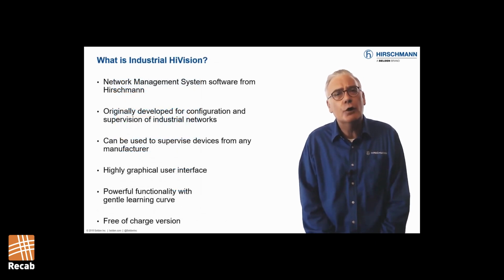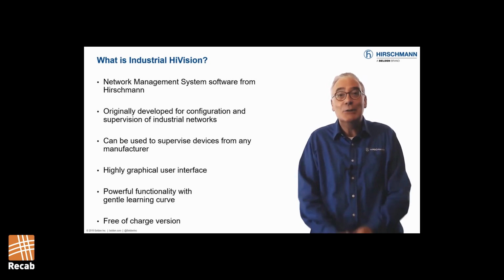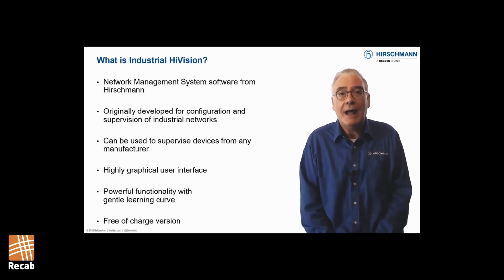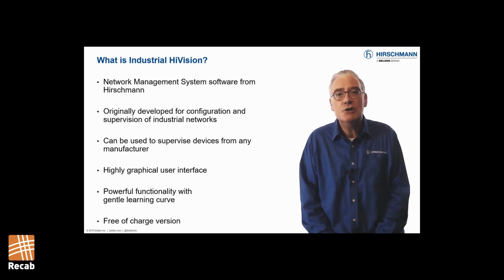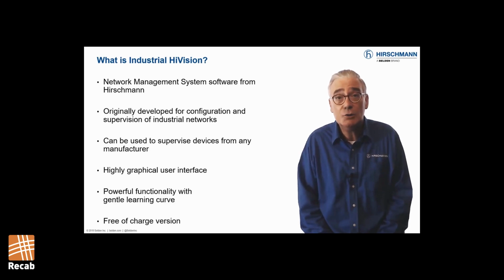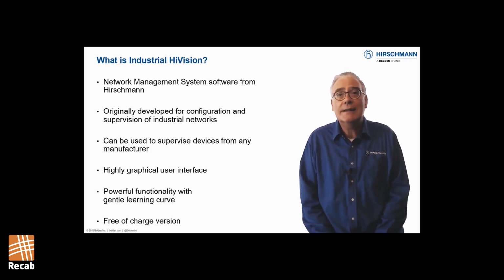If you search Google for free of charge network management tools, you will find many applications, which means that if you are going to pay for an application, it will have to meet a lot of your requirements. Industrial HiVision was originally developed to configure and supervise industrial networks built using Hirschmann equipment. Over the years, it has been developed to support equipment from any manufacturer. Today, it provides functionality which is usually only found on expensive office network applications.